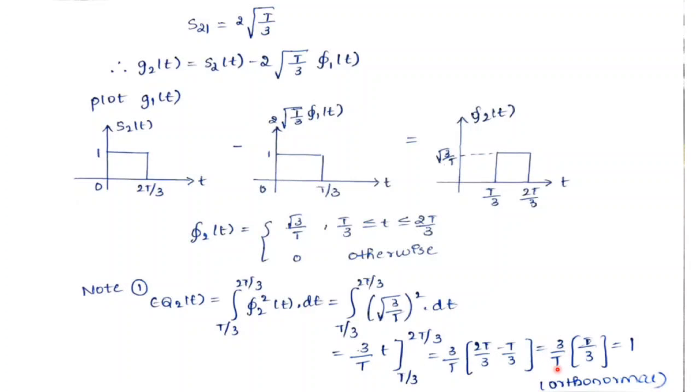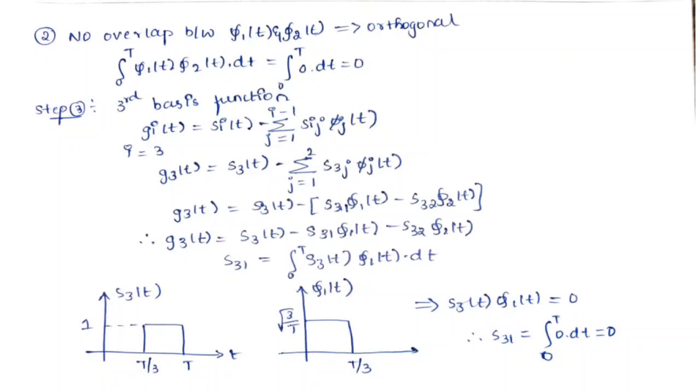So that is 3 by t by 3, cancelling t and 3 will get as 1. So if we get 1, that function is known as an orthonormal function. The second note is no overlap between phi 1 of t and phi 2 of t, that is orthogonal.